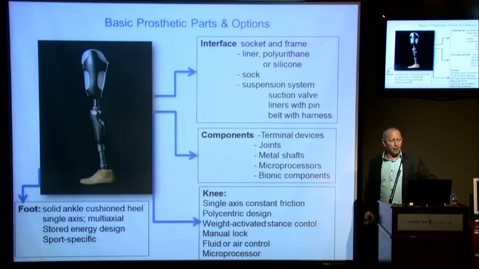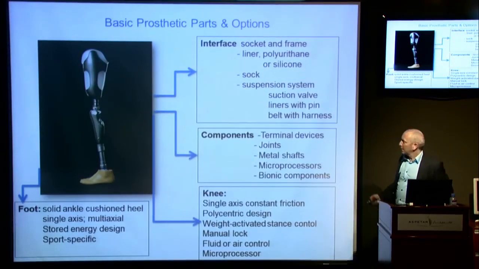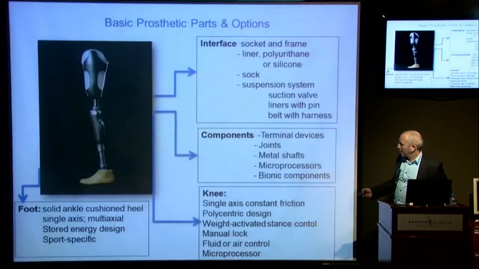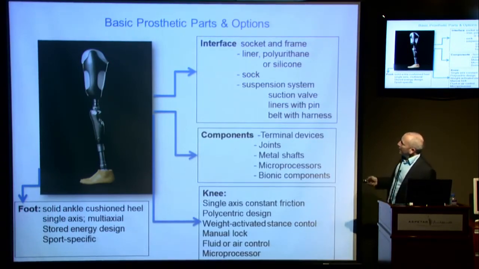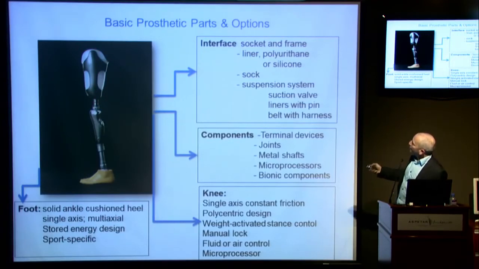So these are the main components, as I've said: the foot, the knee in this instance, the shafts, and then this here is the interface, which is the stump socket interface. And this itself is divided into different components. There's the frame, which is the outside, and then there is a liner. A liner can be polyurethane or silicone. In some instances, one can have a sock.